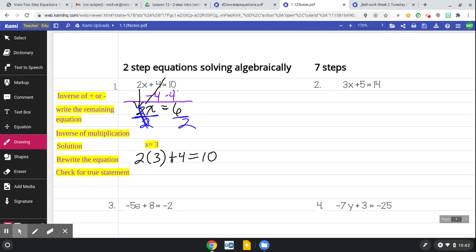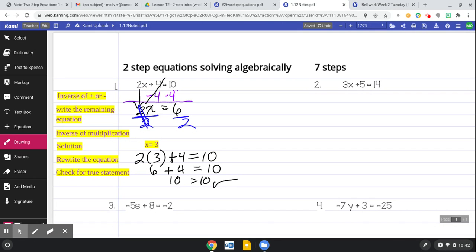I can't just say, yep, it equals. We have to actually do the mathematical work. Remember, order of operations, multiplication before addition. 2 times 3 is 6 plus 4 is 10. Is 10 equal to 10? Yes. Okay, so that's basically in a nutshell all of our steps that we need to do.